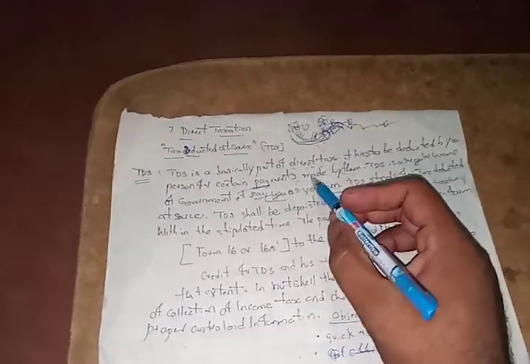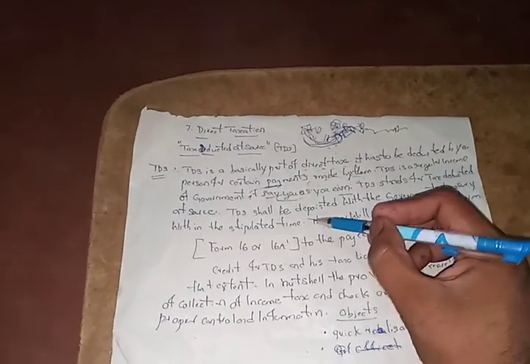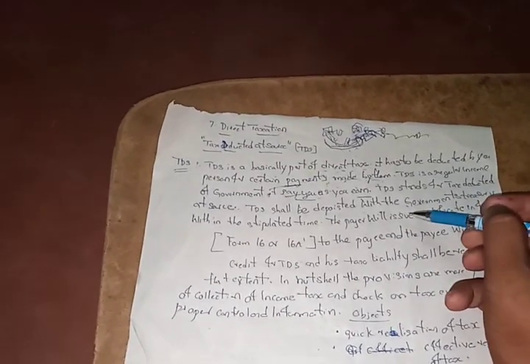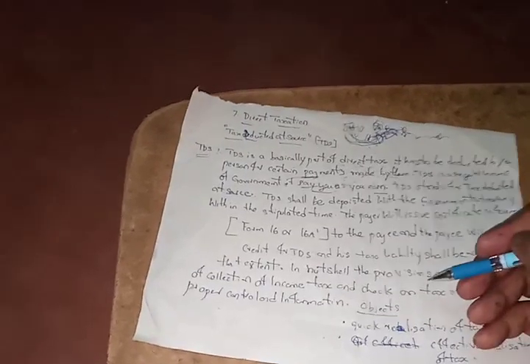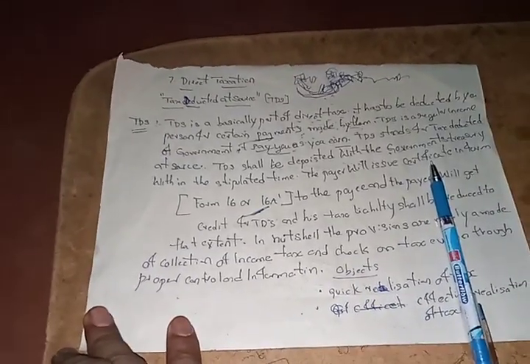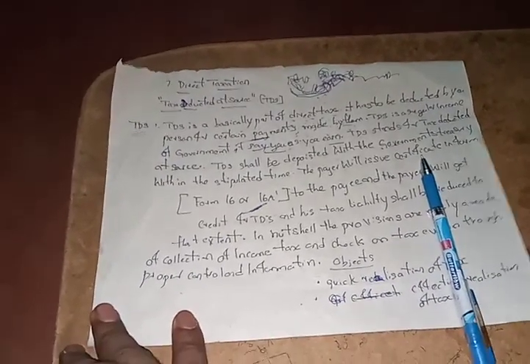TDS stands for tax deducted at source. TDS shall be deposited with the government within the stipulated time. The payer will issue the certificate in the form 16, 16A, or 16A1 to the payee, and the payee will get the credit for TDS, and tax liability shall be reduced to that extent.